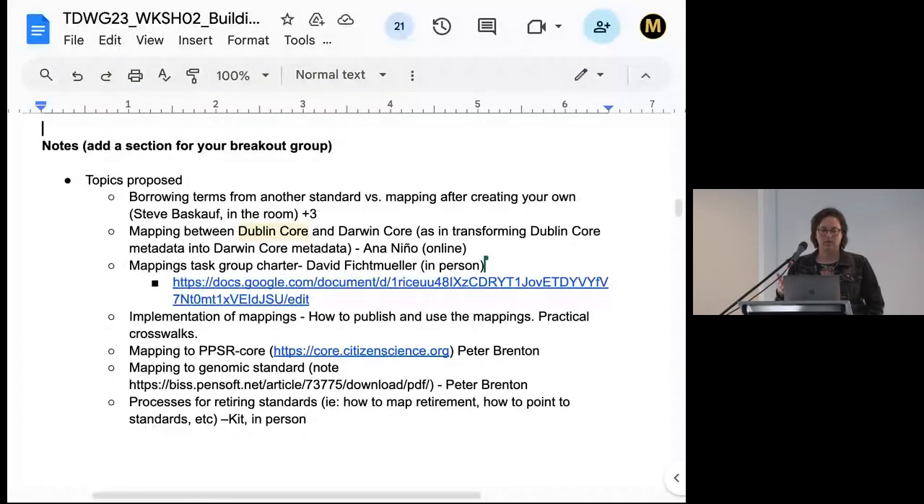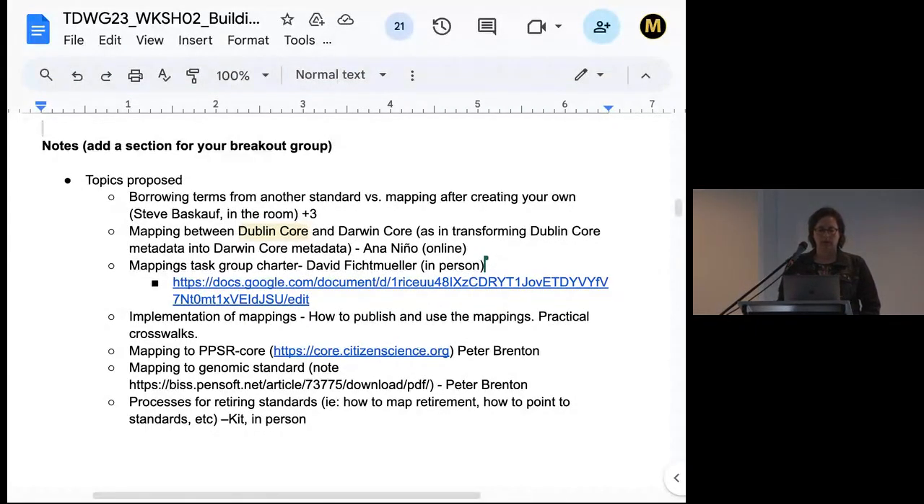Then we discussed that there are two needs. So there are these fixed mappings between schemas that are more permanent and easier to manage. And we already have these publicly available for TDWG, for example, the ABCD, Darwin Core mapping. But then in parallel to these, we need mappings between vocabularies, and this can be much more complicated when you use these external vocabularies with, for example, the extended measurement or fact Darwin Core extension.